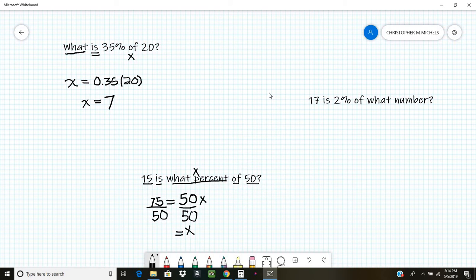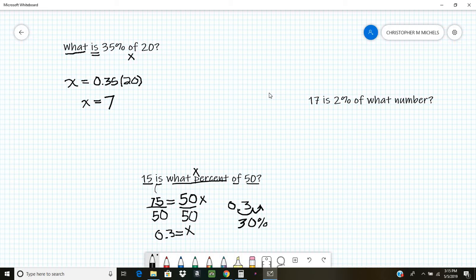Okay, now the answer we get is 0.3. But if we look at this one, 0.3%, that's kind of ridiculous because if you have 15 of 50, we have more than 0.3%. So what you got to do is take that 0.3 and make it a percentage. Move the decimal over twice, so this is actually 30%, okay, which seems like a more feasible answer.